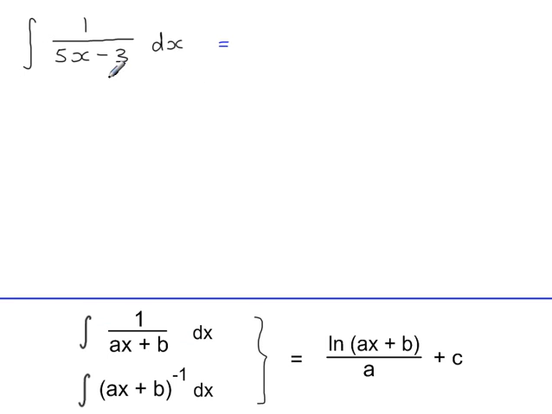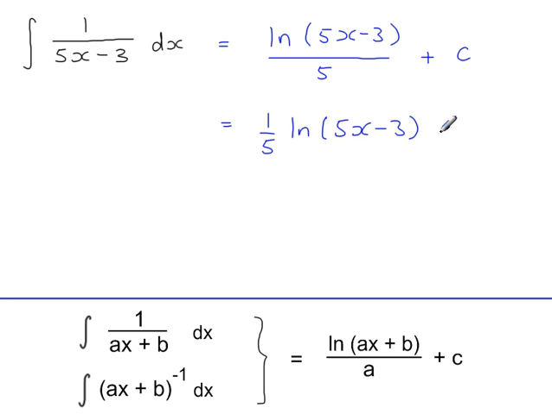Integrating 1 over some linear function of x. So looking at the formula here, we get ln of ax plus b, the linear function inside the brackets, so the 5x minus 3, over a, which is the coefficient of x. The coefficient of x is 5, plus c. Or we can write this as 1/5 ln 5x minus 3 plus c.